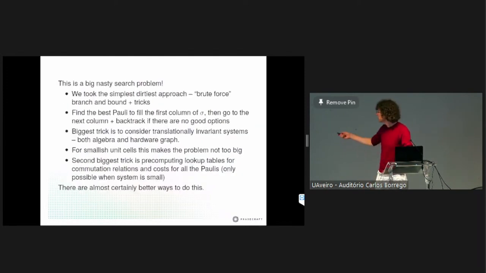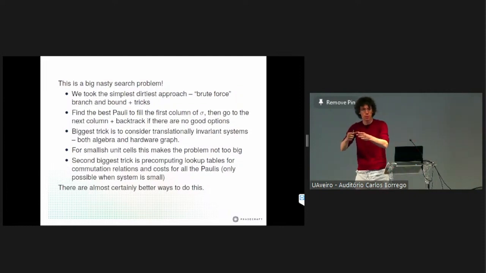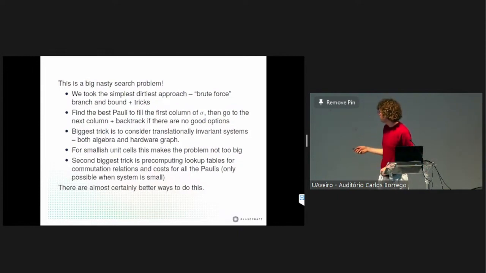We did the dumbest thing we could think of, which is brute force branch and bound with tricks. You find the best poly, then you go to the next column, and if you can't find anything better, then you backtrack. The biggest trick is that we consider translationally invariant systems, so we make big codes out of small unit cells. Small unit cells mean a small search space, but it ends up being a big useful code because it's translationally invariant. There's some machinery we need for translational invariance, but that's not so important here. The second trick is that we use lookup tables to pre-compute commutation relations and costs. There are almost certainly better ways to do this.